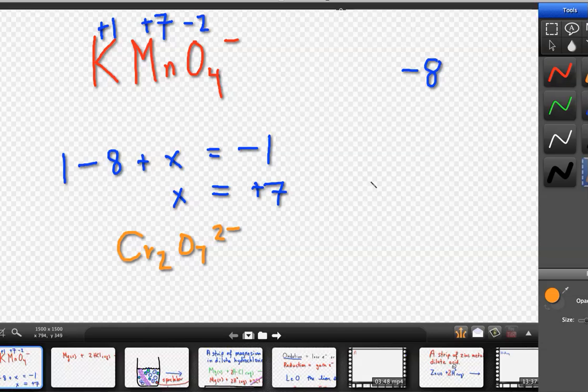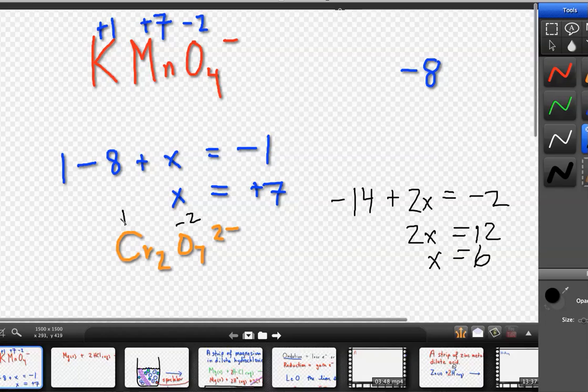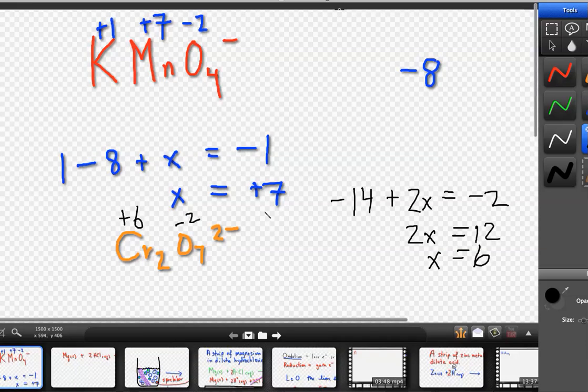Cr2O7 2 minus. Again, each oxygen will be -2. Since there are 7 of these, that's -14. Now I have 2 chromium, so I add 2x to -14, and I must get -2. So 2x equals 12, x equals 6. The oxidation state of each chromium is +6.